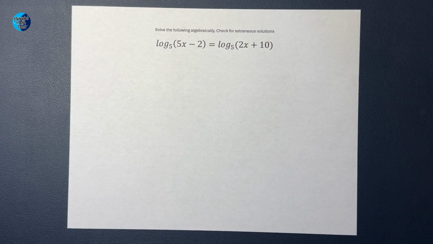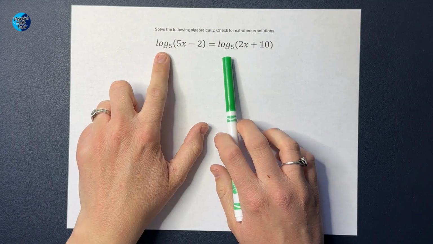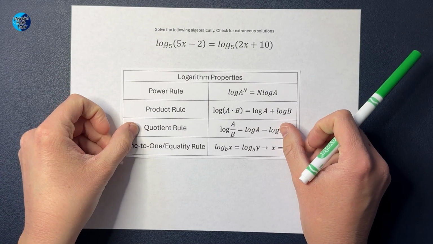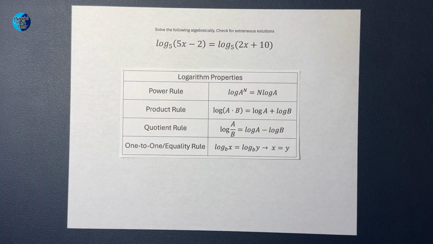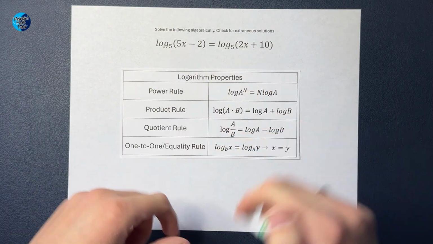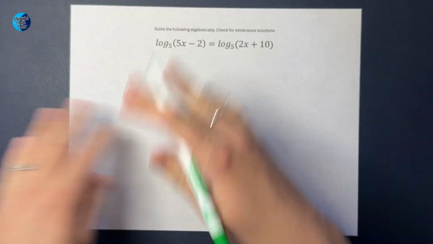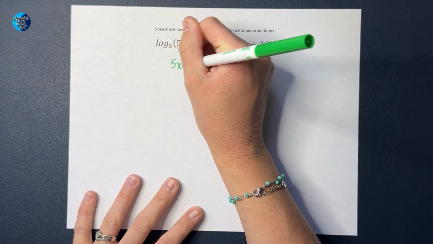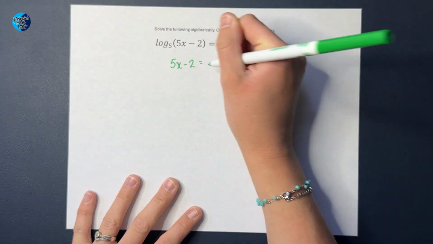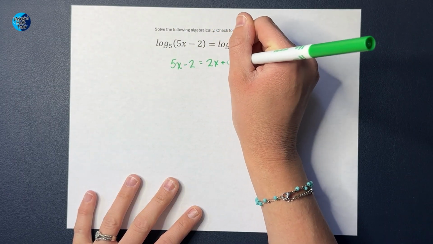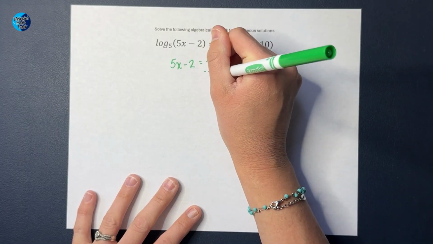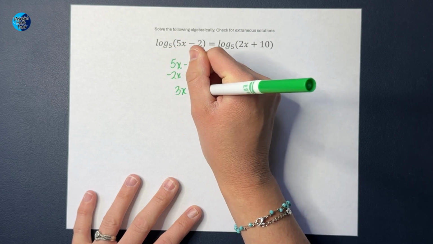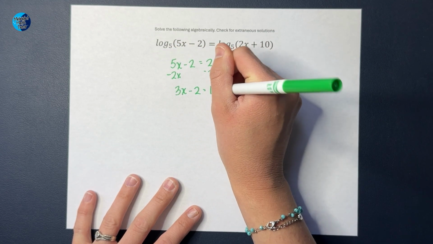All right, on this example, we have two logs with the same base equal to each other. My one-to-one property or equality rule tells me that I can just set what's inside the parentheses equal to each other, because I don't have any plus ones out on the side or anything. I can go ahead and do 5x minus 2 equals 2x plus 10. Well, we've solved stuff like this a million times, right? Let's go ahead and get all the x's together. I have 3x minus 2 equals 10.